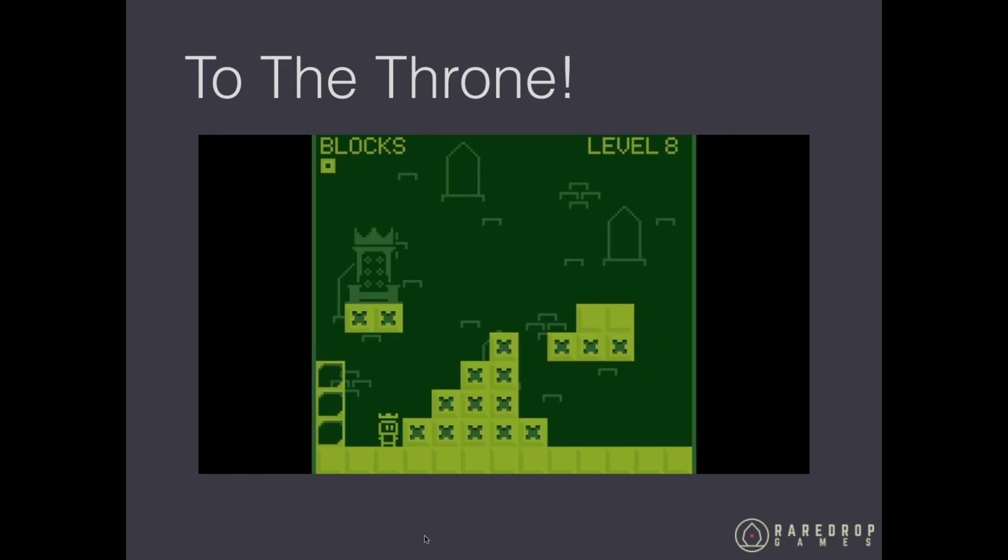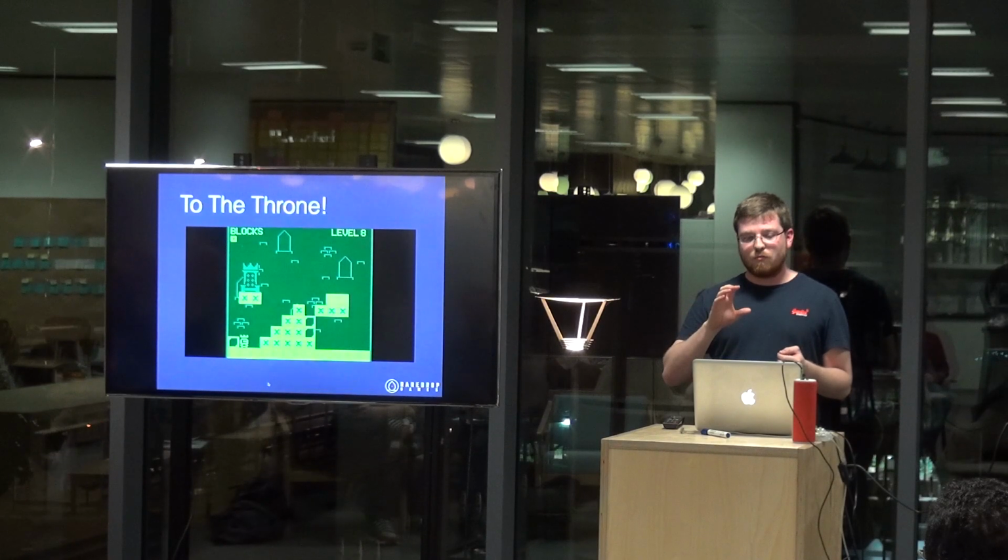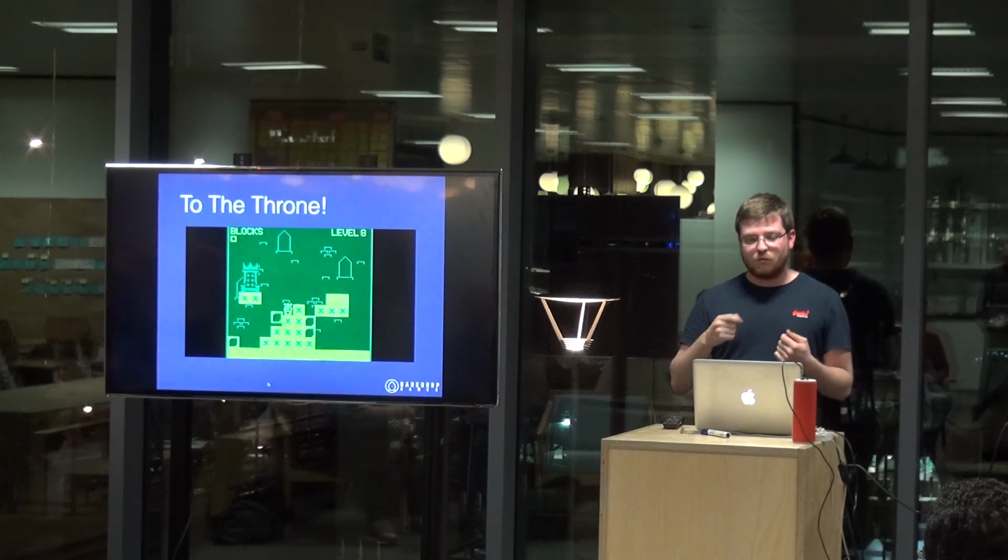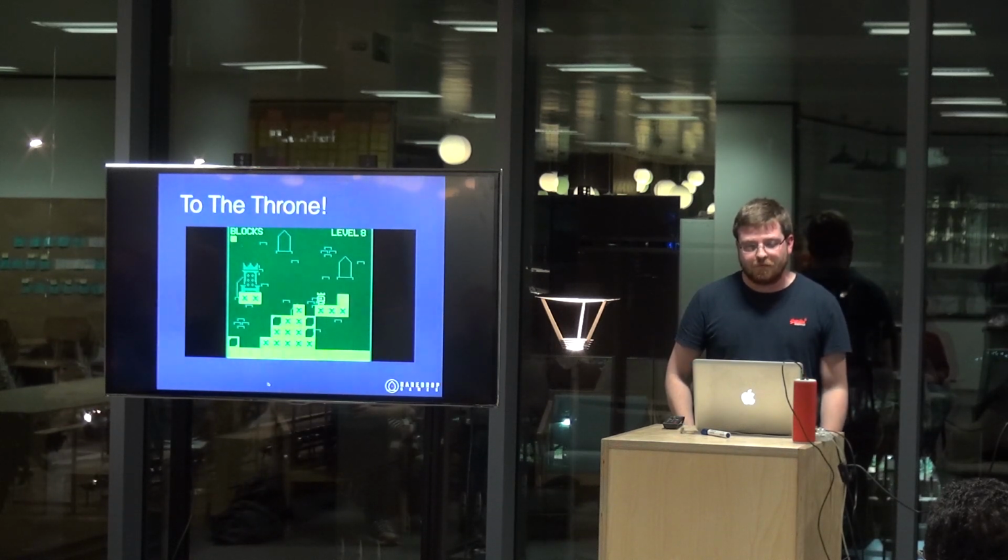And now you've got a new block type, so this one's affected by gravity. The other ones sort of stick in the air, so now I've got more complex puzzles and a few more tools to play with in this game. So you can see here it sticks in the air.